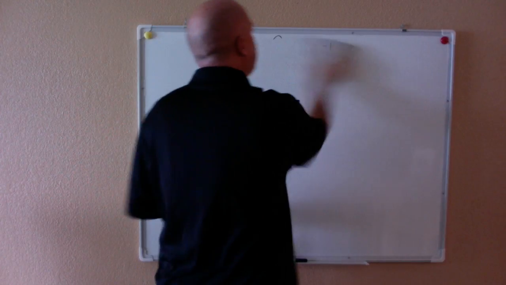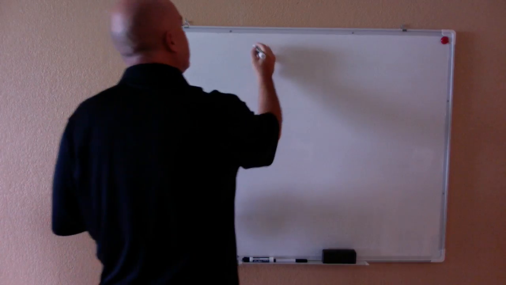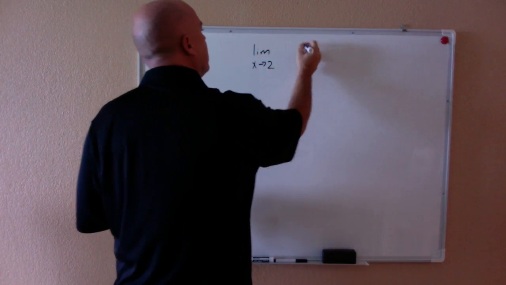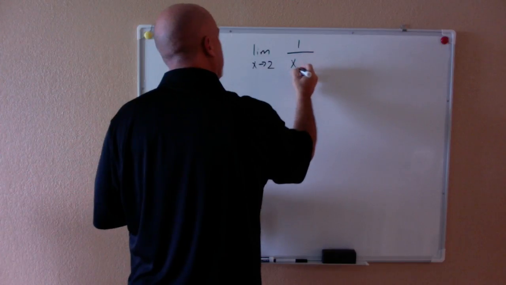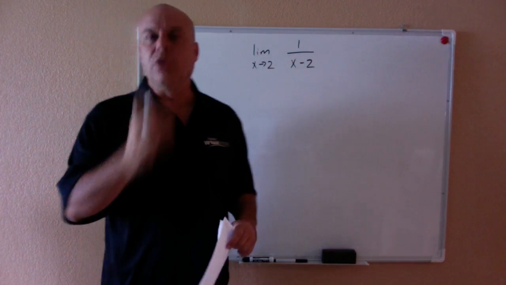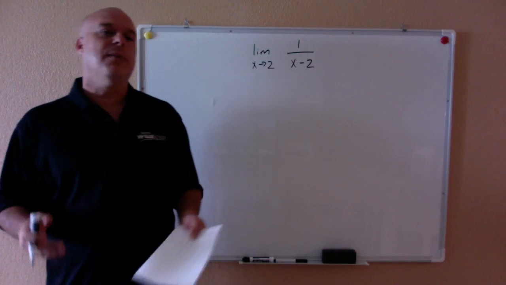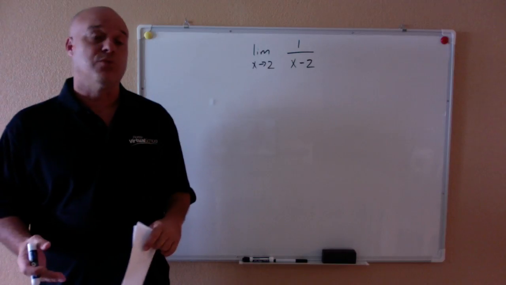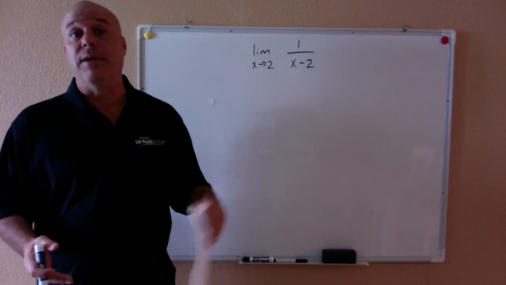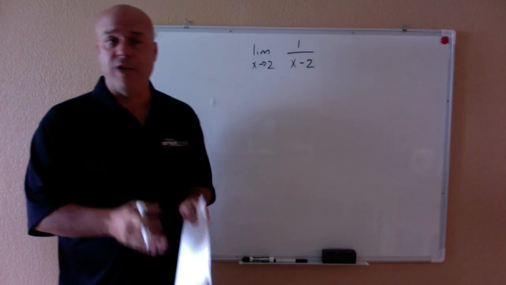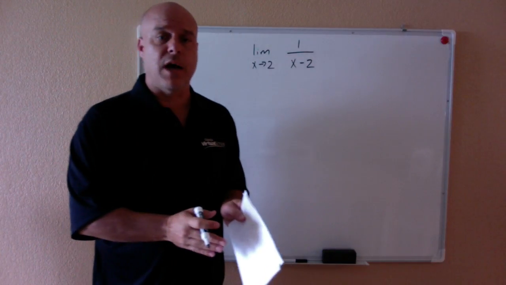Let's say that we have the function, the limit as x approaches 2 of 1 over x minus 2. Now, this one is a little bit more difficult because we have to pay attention to what's happening to the left and the right of 2, because we're not looking at what's happening as x tends to infinity, we're looking at what's happening as x tends to a particular value. So we have to look at it from both sides.